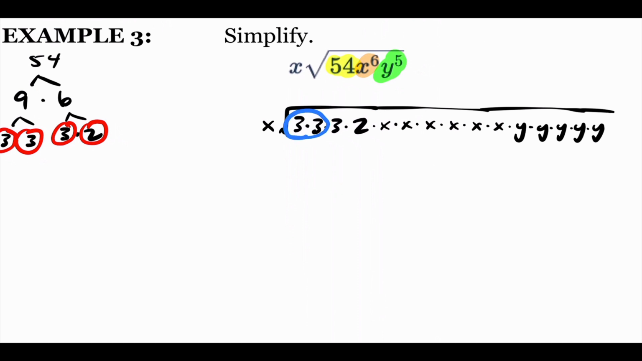Got a pair of 3s. Pair of x's. Pair of y's. Okay. I have one pair of 3s, so I have a 3 that can come out. The x was already there. How many pairs of x do I have? 3. So 3 x's can come out.